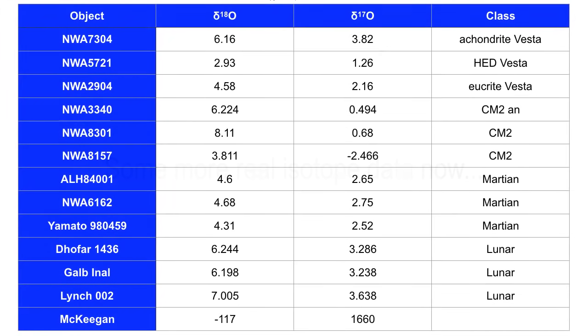And don't feel like you have to jot all this down. Here's NWA 7304. We already talked about that baby. That's an achondrite of Vesta, a little hunk of Vesta. NWA 5721, NWA 2904, those are all chunks of Vesta. Then towards the middle there's 3 Martians, ALH 84001, NWA 6162, and Yamato. And then Dofar, Galb, and Lynch, those are lunar meteorites.